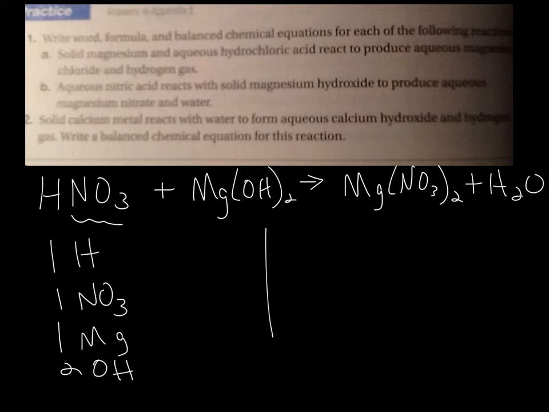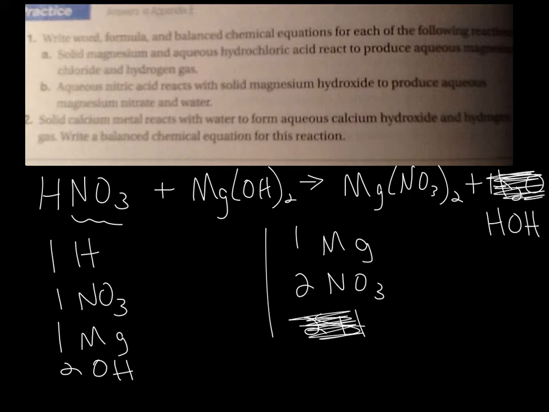On the product side, I have 1 magnesium, 2 nitrates, 2 hydrogens, and then 1 oxygen. But now I want to write that differently. I had trouble erasing, so I had to scratch it out. I'm going to write this as HOH, like I showed you before. So we're going to have 1 hydrogen over here, and then look at this one as a hydroxide, and 1 OH over here. That'll help us balance this a little better.